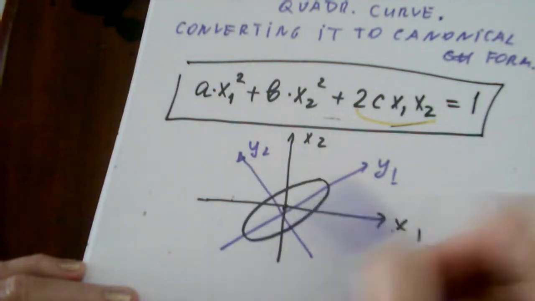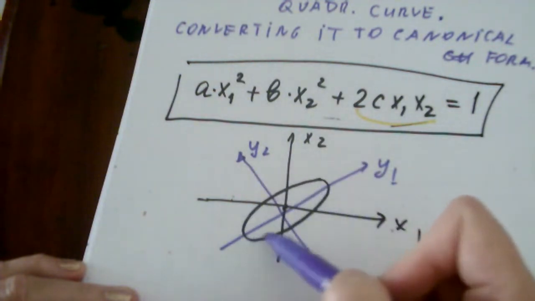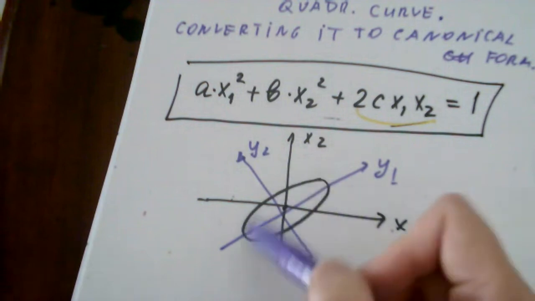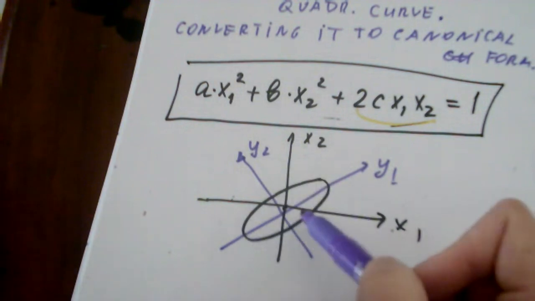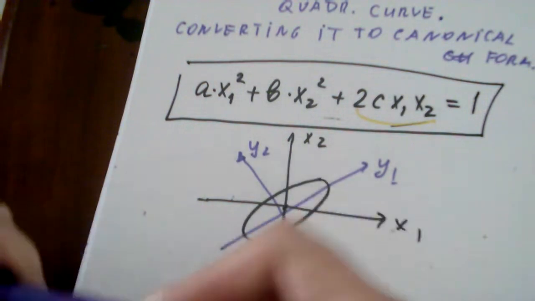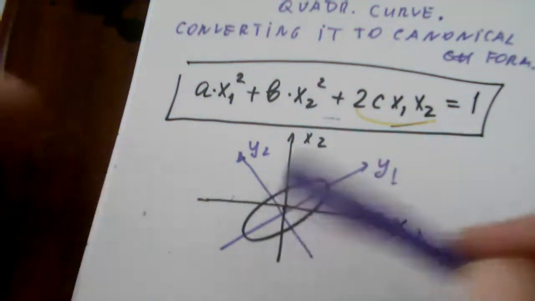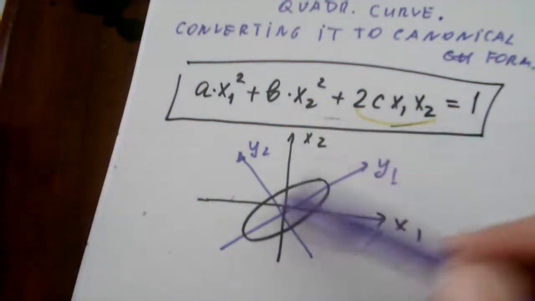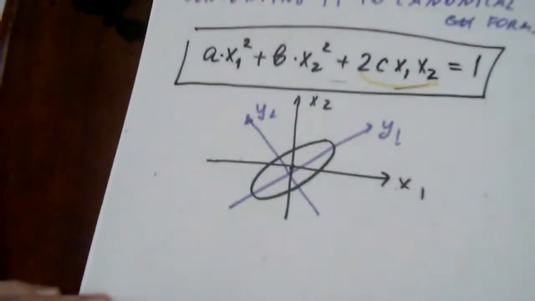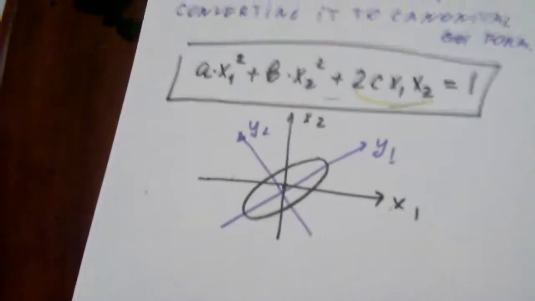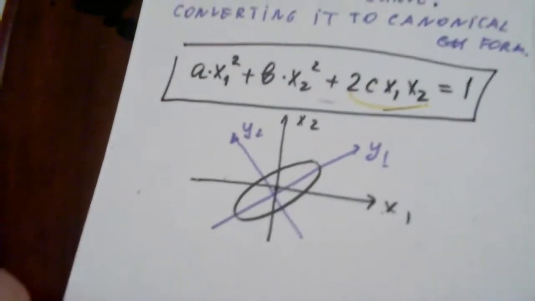So in this coordinate system, the equation of the ellipse will take a very beautiful form, which is called canonical form. So this is our general task: what are we doing at all? What is the purpose of this task? What is the goal?